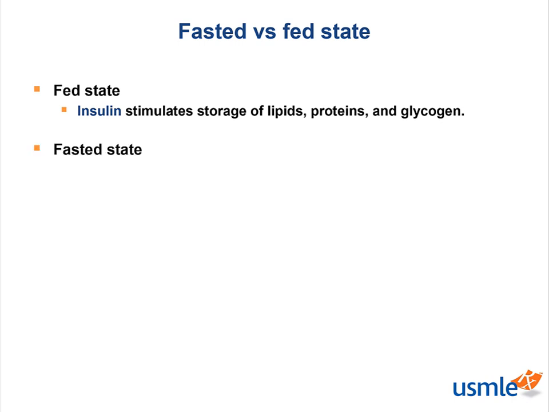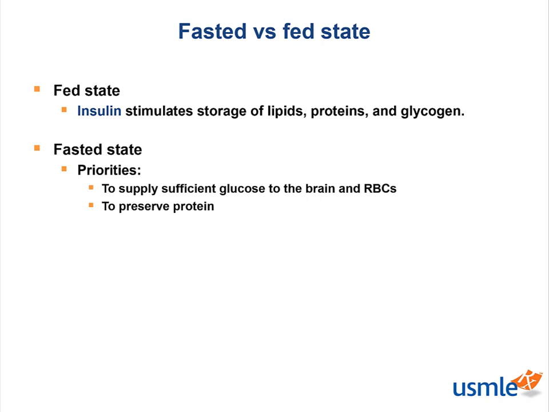Now, in the fasted state, which starts hours after your last meal, the body's priorities are different. It's wondering if that meal is coming, and it's getting a little anxious. But no matter what, it knows it has to supply sufficient glucose to the brain and red blood cells and to preserve protein. We don't want to break down muscle if we don't have to. The hormones glucagon and epinephrine stimulate the use of our fuel reserves. I hope this overview makes sense.